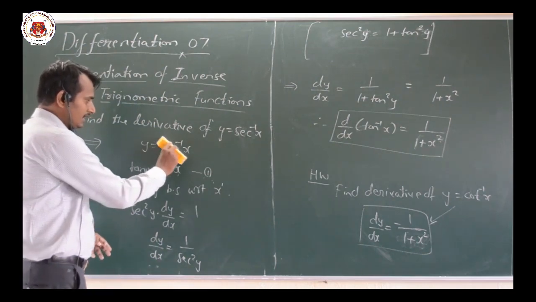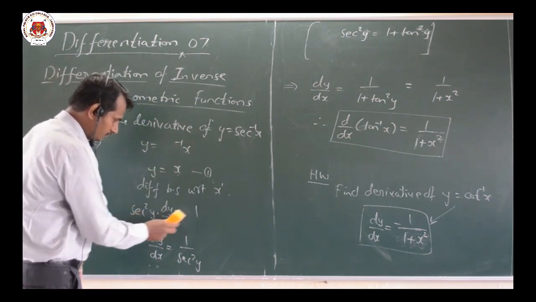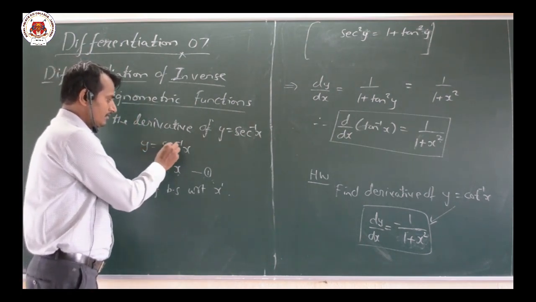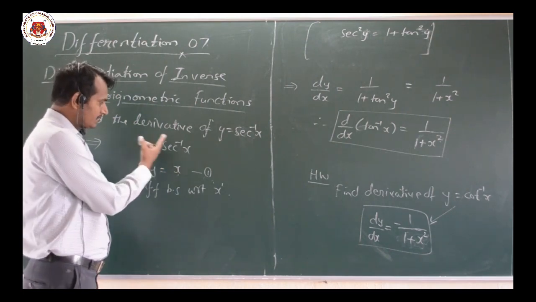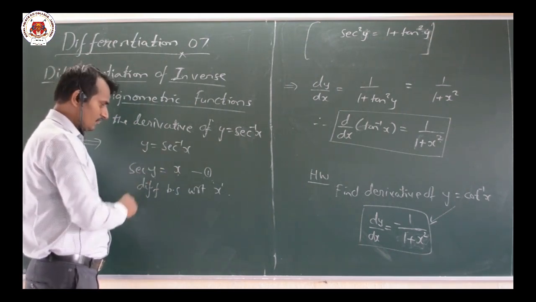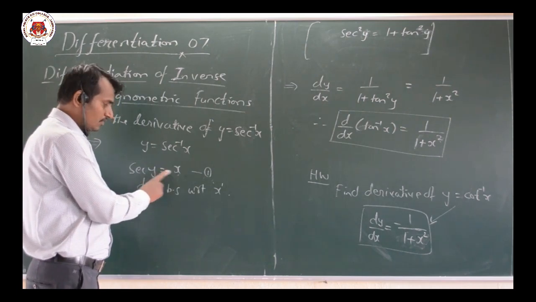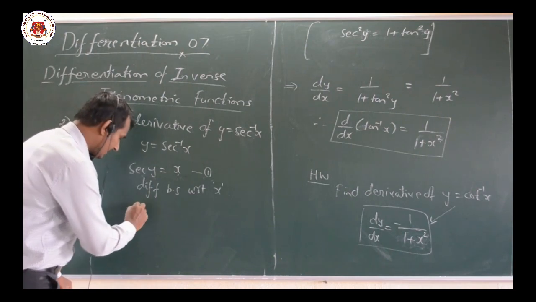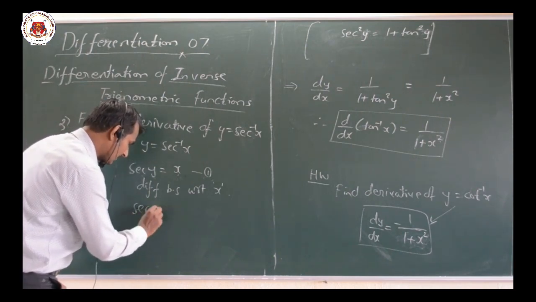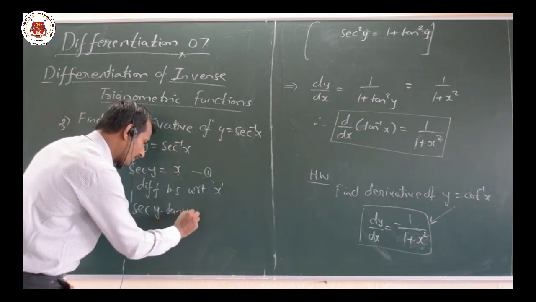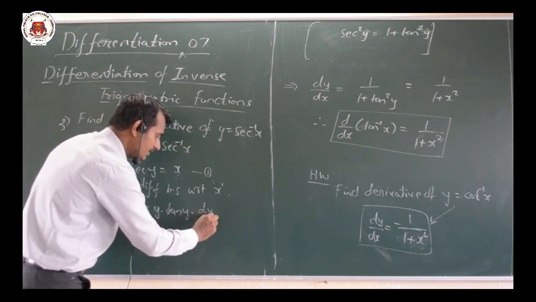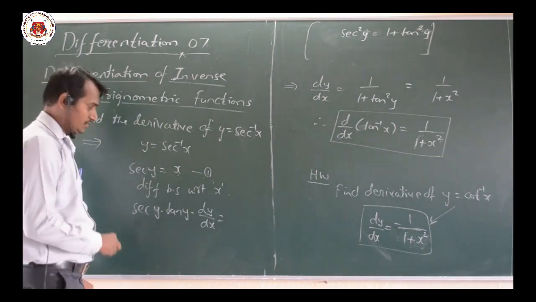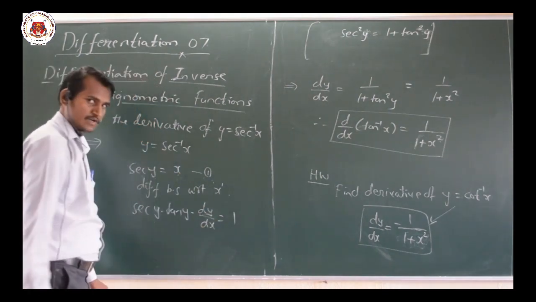I will rewrite once again. Now y is equal to secant inverse of x. If I take secant on the LHS side, we have secant y equal to x. Now differentiate both sides with respect to x. What is the differentiation of secant? Secant into tan. So we have secant y into tan y, into further differentiation of y, which is dy by dx, by making use of the chain rule or differentiation of composite functions. Here the differentiation of x is 1.